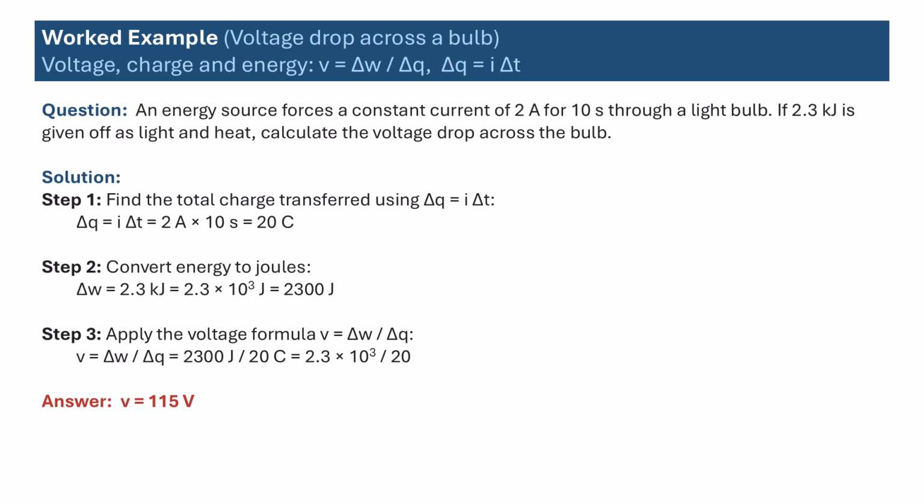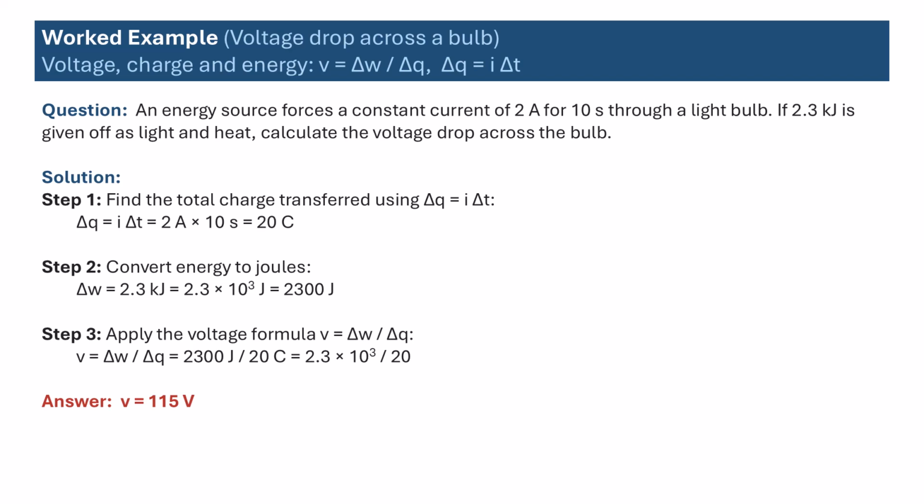Step 2. Convert the energy to joules. Delta W equals 2.3 kilojoules equals 2,300 joules. Step 3. Apply the voltage formula. V equals delta W divided by delta Q equals 2,300 joules divided by 20 C equals 115 volts. The final answer is V equals 115 volts.